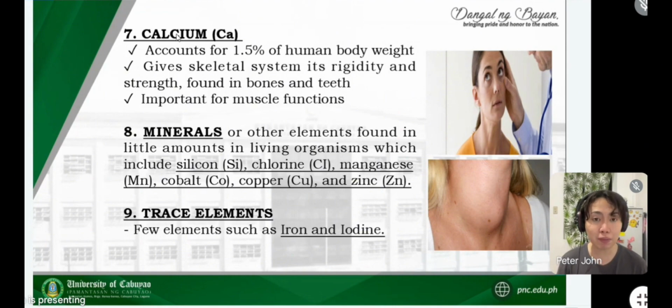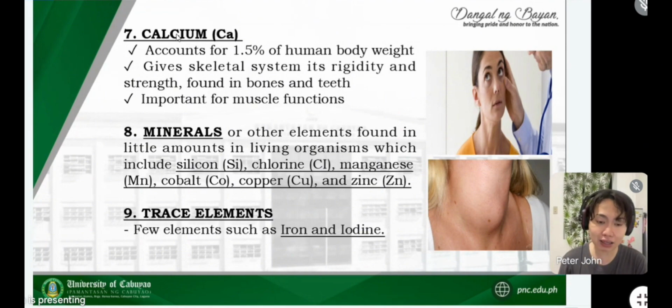Next, we have the minerals. So, minerals are the elements found in little amounts in organisms, which include silicon, chlorine, manganese, cobalt, copper, and zinc. Yes po, sa katawan natin, normally, we have these minerals na sobrang unti lang. Pero, yun nga, kahit unti lang sila, they are also necessary in some other functions. Kung baga, parang mga katulong or secondary elements na kailangan para sa katawan natin kahit unti lang sila.